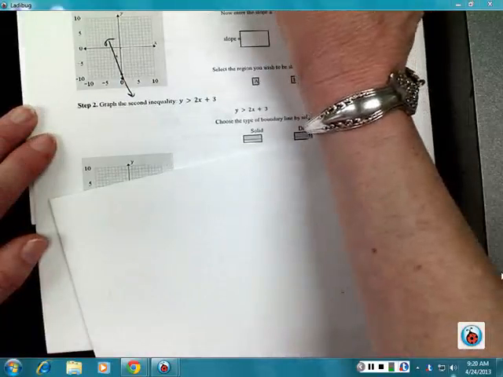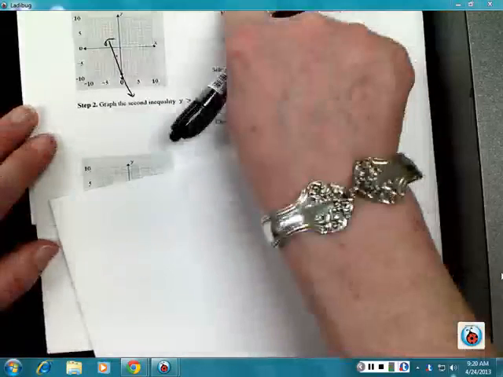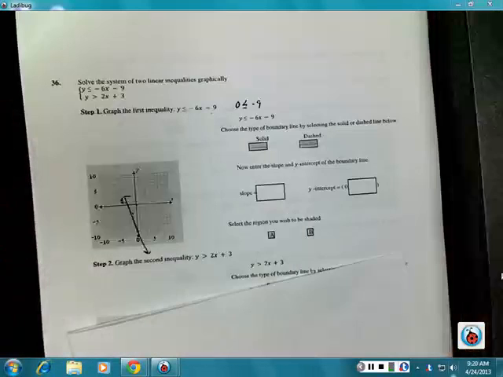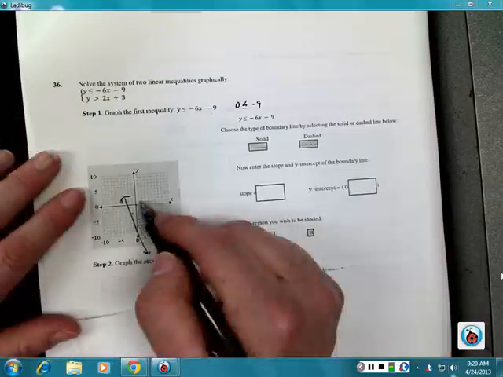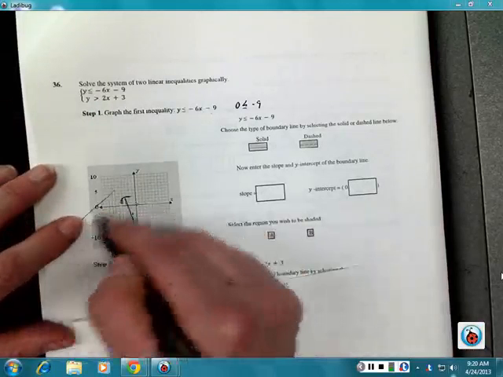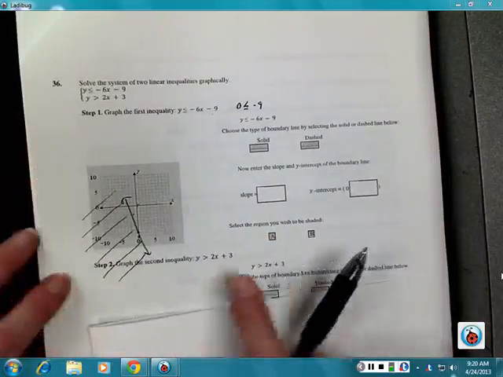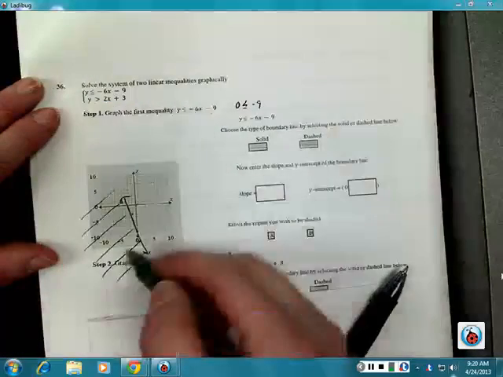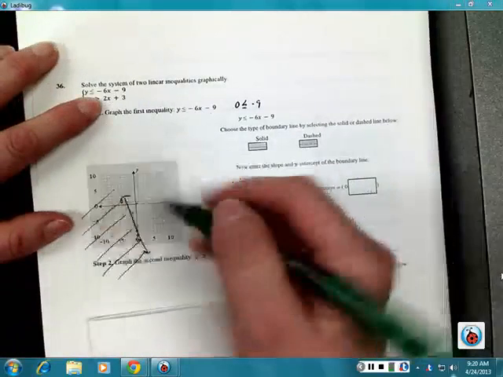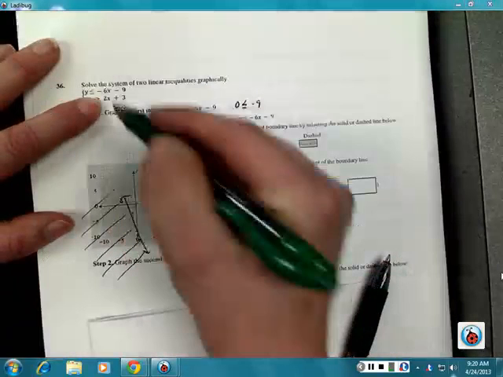You can use a test point, put 0, 0 in. So 0 is less than or equal to negative 6 times 0 minus 9. Is this true? Is 0 less than a negative 9? Nope. So I do not want to shade where 0, 0 is at, so I want to shade this side of my line. And then in here it has you graph the other line, but we're going to just graph it on top of here because it would be more of what you'd end up doing with your other one. So if I graph the second line, I am up at 3.